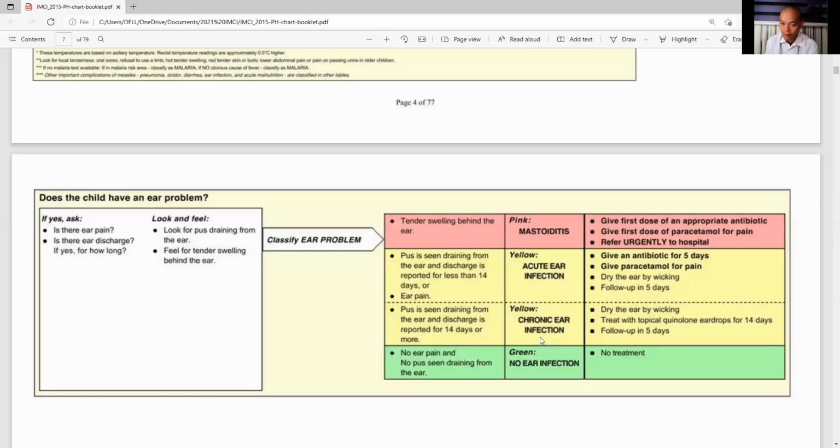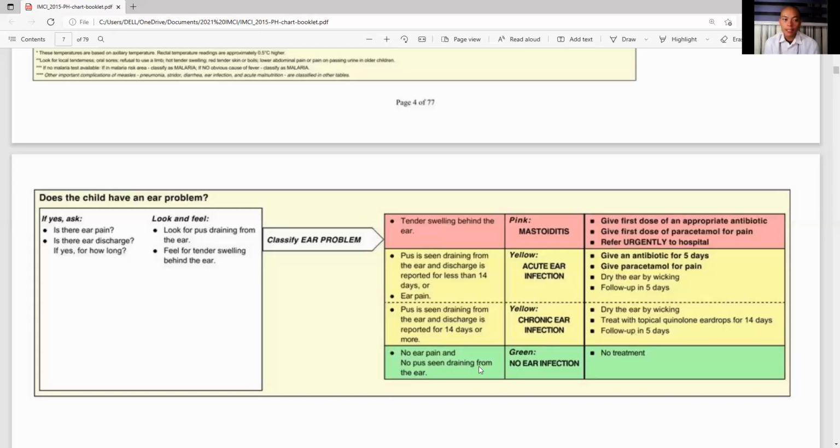Pus is seen draining from the ear. Discharge is reported for 14 days. Chronic ear infection already. Dry the ear by wicking. Treat with topical quinolone ear drops for 14 days. Follow up in 5 days.